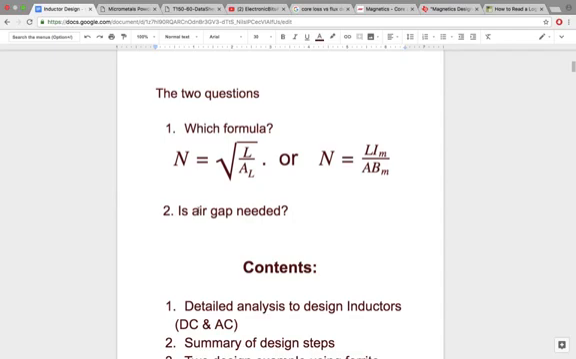And the second question was whether we need an air gap in the core or not. You may have seen some inductors where you don't have an air gap, and some inductors where you have air gaps. In some cases you have very huge air gaps in the range of centimeters. So what basically decides the air gap? That also we'll be looking through in the video.